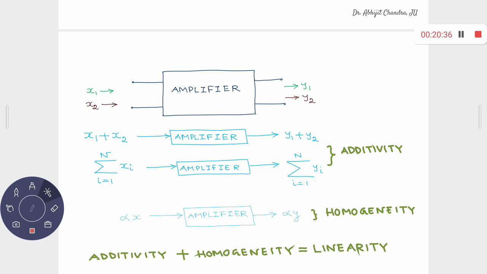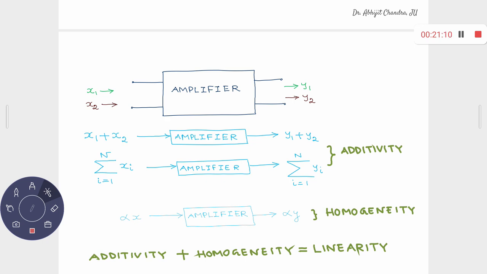The notion of homogeneity. What do you mean by homogeneity? Suppose the input is x, for which the output is y. Now the input is magnified by some factor alpha, and the output is also magnified by the same factor alpha. This alpha can be any real constant, any imaginary constant, any alpha. If this condition holds good, then this particular property is known as the homogeneity property. That means the system is homogeneous.